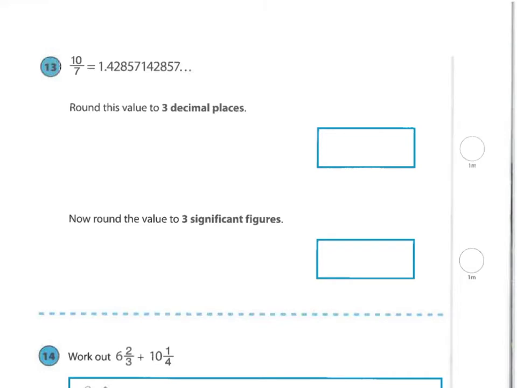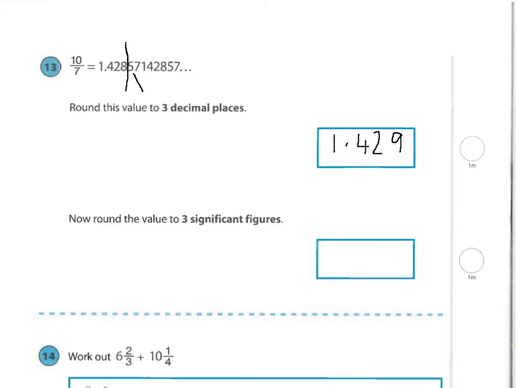Question 13. 10 sevenths is equal to a recurring decimal, 1.42857, 1.42857, and so on. Round this to 3 decimal places. So 3 decimal places would be 1.428, but it could go up. So the most important digit, I suppose, is the one after that cut-off point, which in this case is a 5, which will round up the digits, making it 1.429 to 3 decimal places.